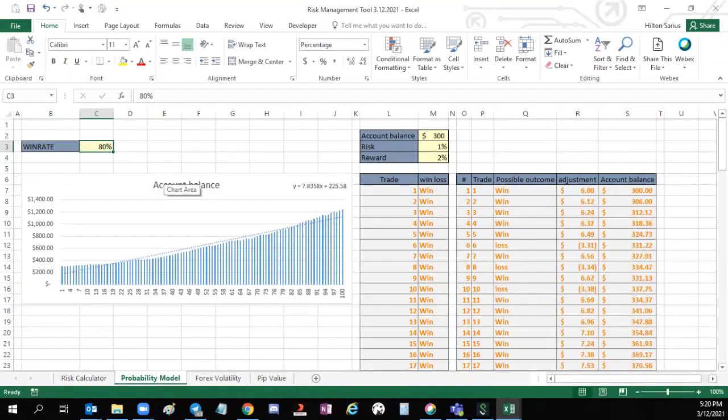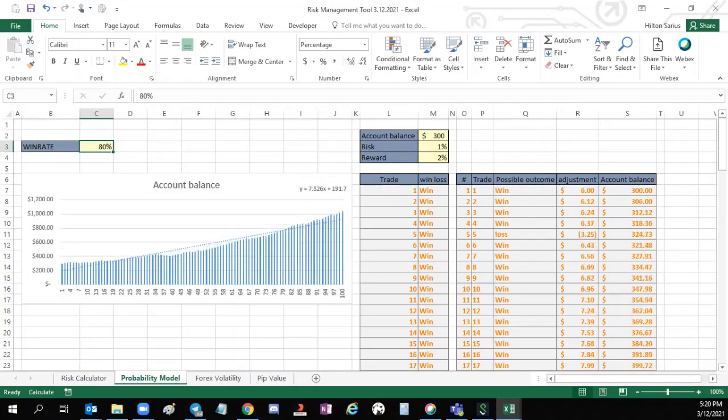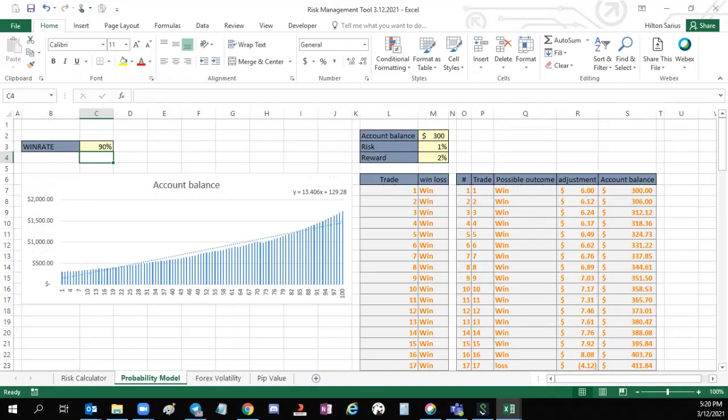80% win rate. Notice how the probability model is always up with the 80% win ratio at 1 to 2 risk to reward. 90% win rate. All right, so after you do your back testing, this is where you could plug your value into the probability model. By using this probability model, you won't have to think about how likely it is. You could already have an idea of how likely it is.